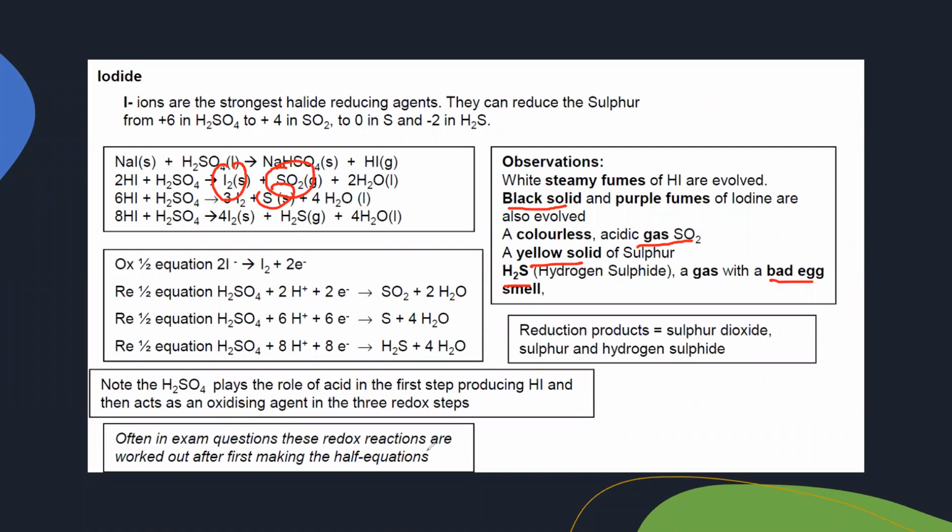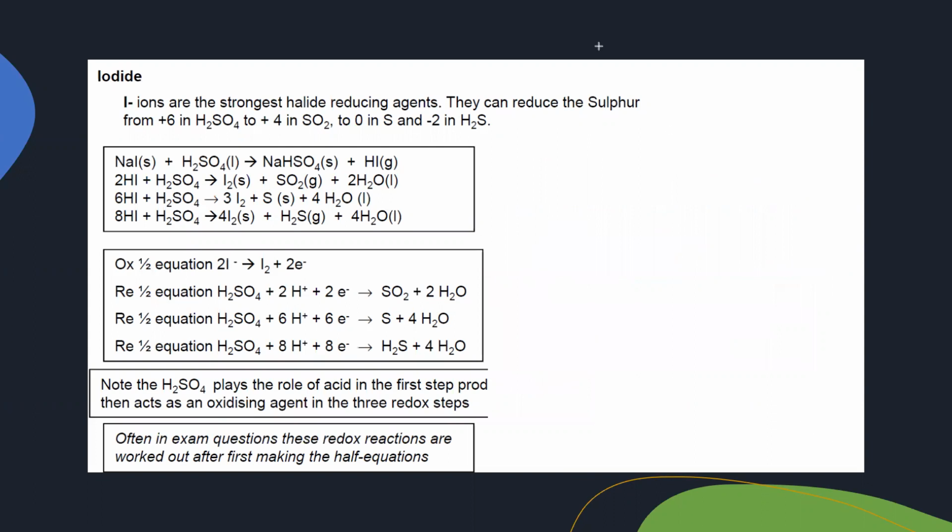It is easy to write the product equation. Sometimes they say write an equation for the reaction when sulfur or sulfur dioxide is formed. It is very easy to write this equation, as we have already discussed in redox reactions. For example, if they say write an equation for the reaction between iodide and sulfuric acid if it forms sulfur dioxide.